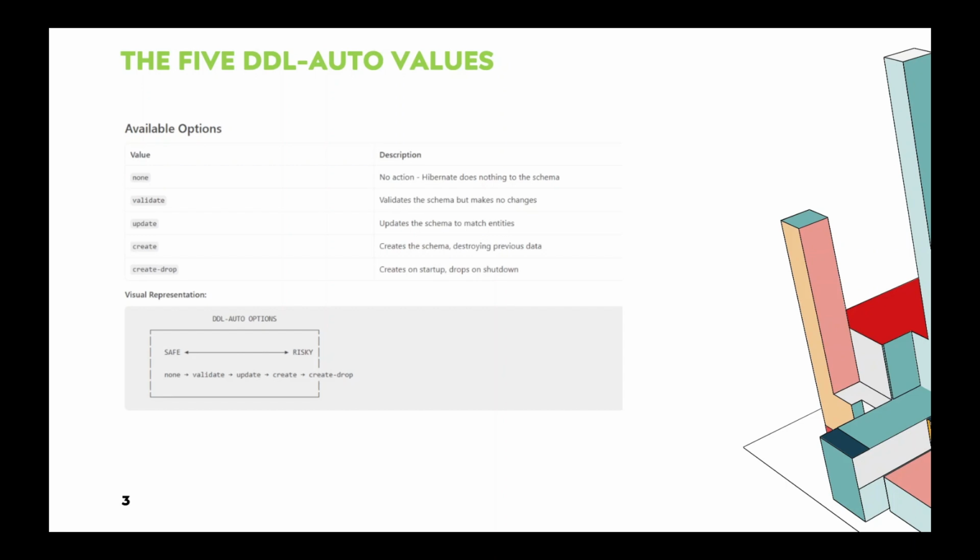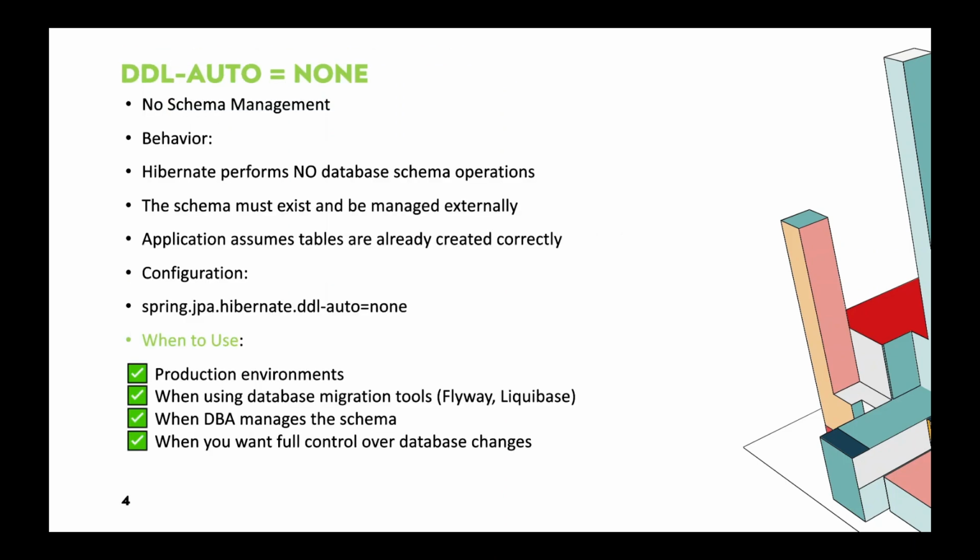Then the value validate. Validate will check the tables as well as the entities. If everything looks good, okay, otherwise it will throw exceptions. Update: based on the value update, it will try to modify the tables. Create means it will create the tables. Create-drop means create and drop tables. I will explain these in detail on the next pages. If you look at the visual representation, none is safe and create-drop is risky. So from none to create-drop, it goes from safe to risky. Depending on the situation, you have to choose the value for the key.